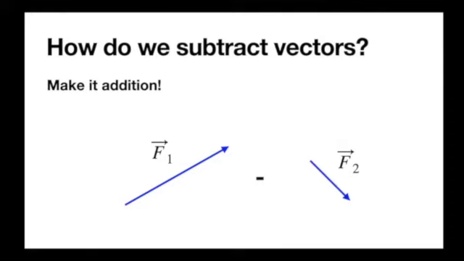How do we do subtraction? Well, just make it addition, right? Instead of F1 minus F2, we'll do F1 plus negative F2. To get negative F2, we just flip it around, put the arrow on the other side, and then we add them like any other vectors. Once I have them tip to tail, I take my start, take my finish, and connect them with a new vector. So subtraction and addition are conceptually very much the same thing.